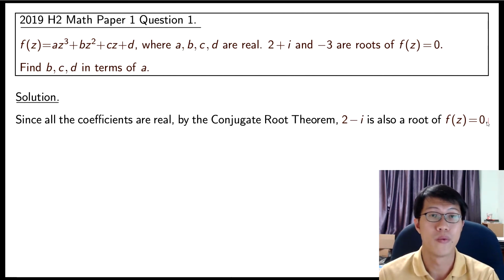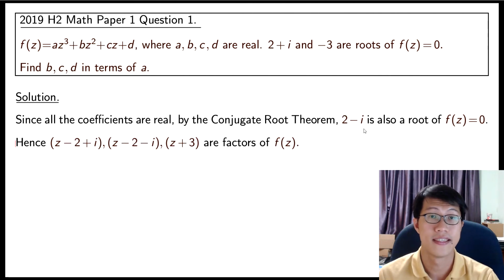So now we have all three roots to this cubic equation, so we can form the three factors that make up f(z). Since 2 minus i is a root, we have a factor z minus 2 plus i. 2 plus i is a root, so we have a factor z minus 2 minus i. And minus 3 is a root, giving us the factor of z plus 3. So we can multiply these three factors together.